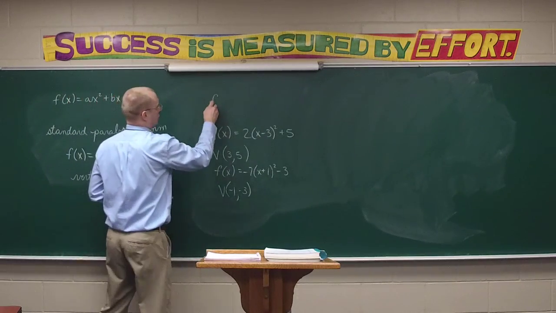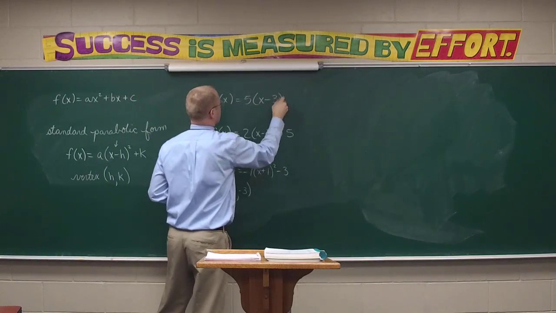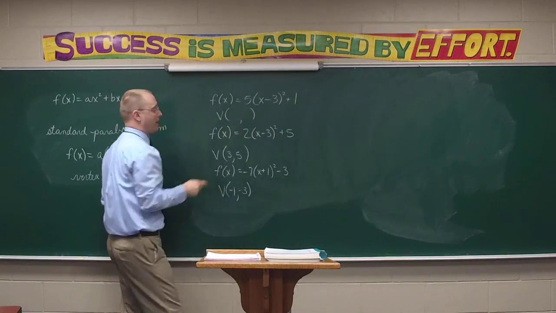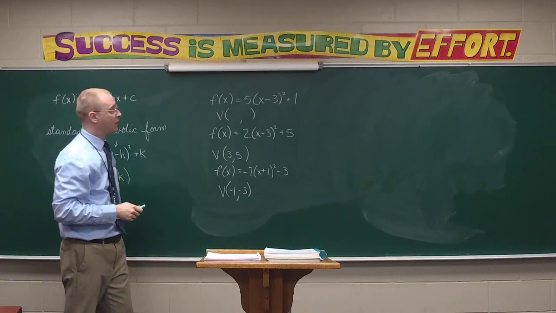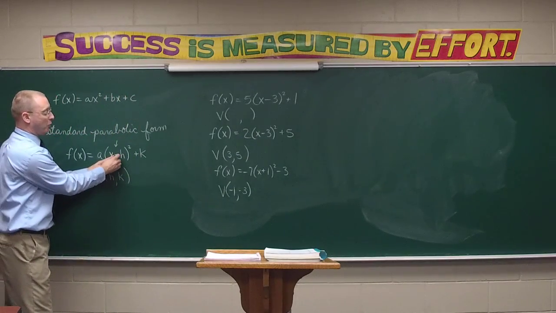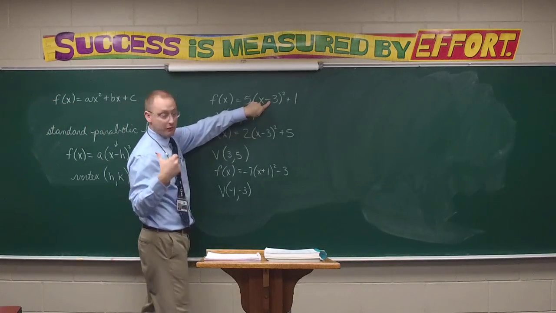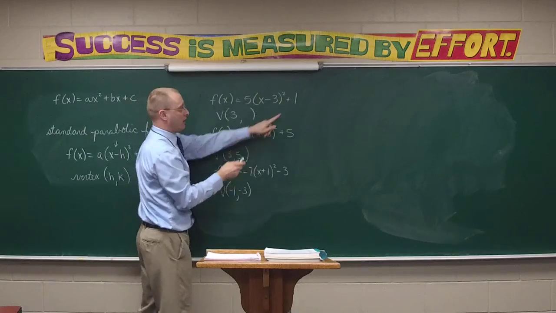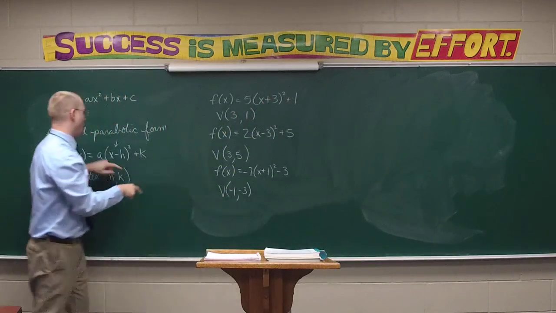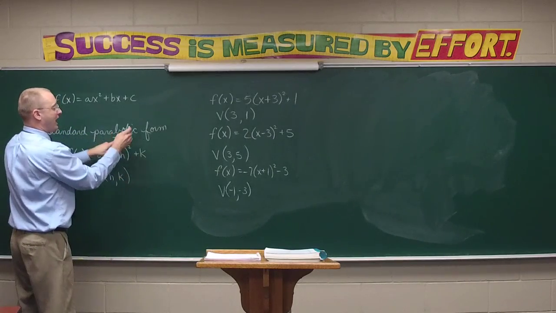If I gave this to you, f of x is equal to 5 times x minus 3 squared plus 1. Where would the vertex of this parabola be located, class? Not negative 3, 1. The form already calls for a negative. So negative what? 3. Negative is already accounted for in the form. It's a 3 and a 1. Does that make sense? If this said positive 3, the form calls for a negative, so this must be the same as minus a negative 3.